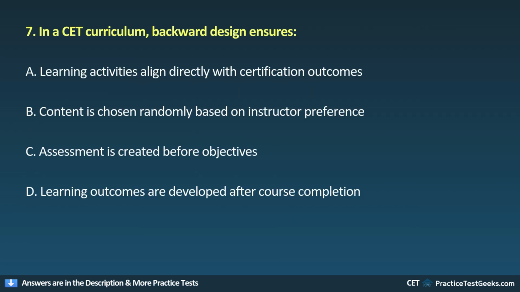7. In a CT curriculum, backward design ensures: A. Learning activities align directly with certification outcomes. B. Content is chosen randomly based on instructor preference. C. Assessment is created before objectives. D. Learning outcomes are developed after course completion.